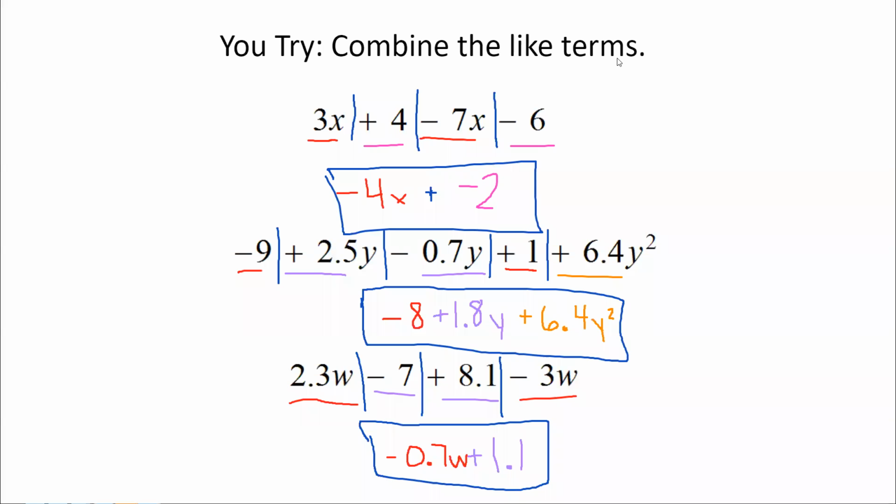And here are your answers. So for the first one, you should have gotten negative 4x plus negative 2. You could have also said negative 4x minus 2. That's the same thing. Second one, you should have gotten negative 8 plus 1.8y plus 6.4y to the second. And then our last one is negative 0.7w plus 1.1.